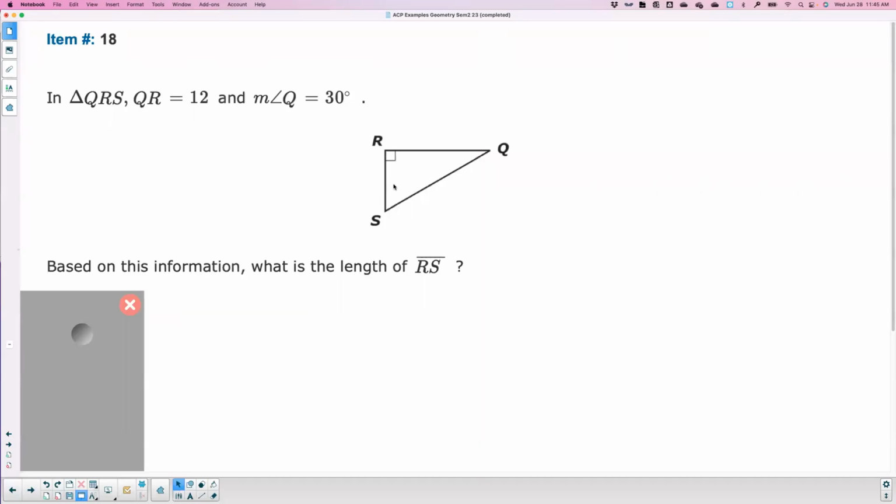Number 18. In triangle QRS, QR is 12. Want to go ahead and label that? QR is 12. And the measure of angle Q is 30 degrees. Based on the information, what is the length of RS? I'll give you a moment to think about that.